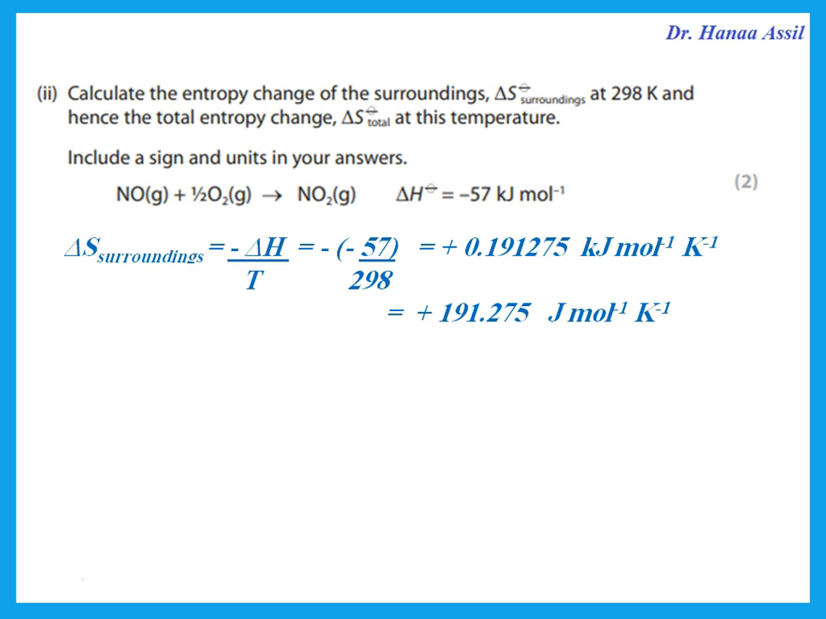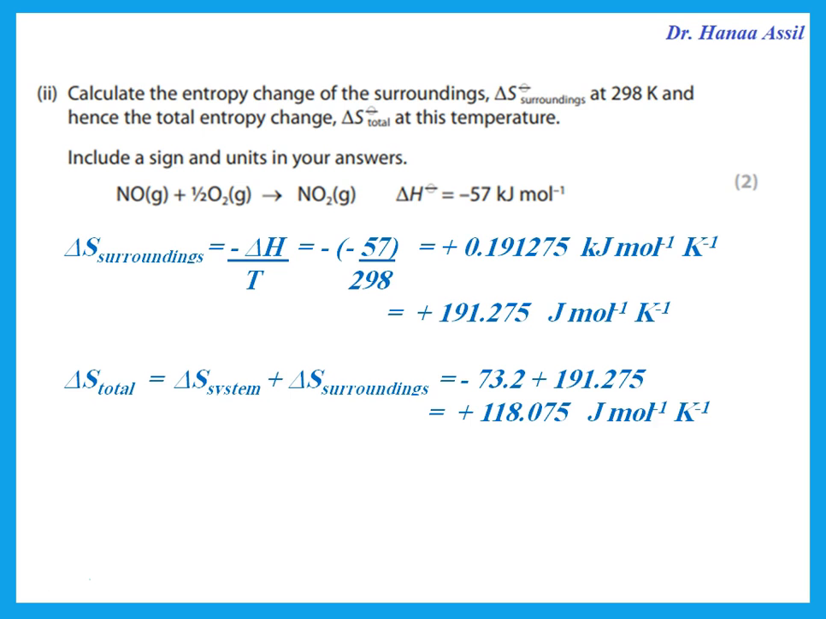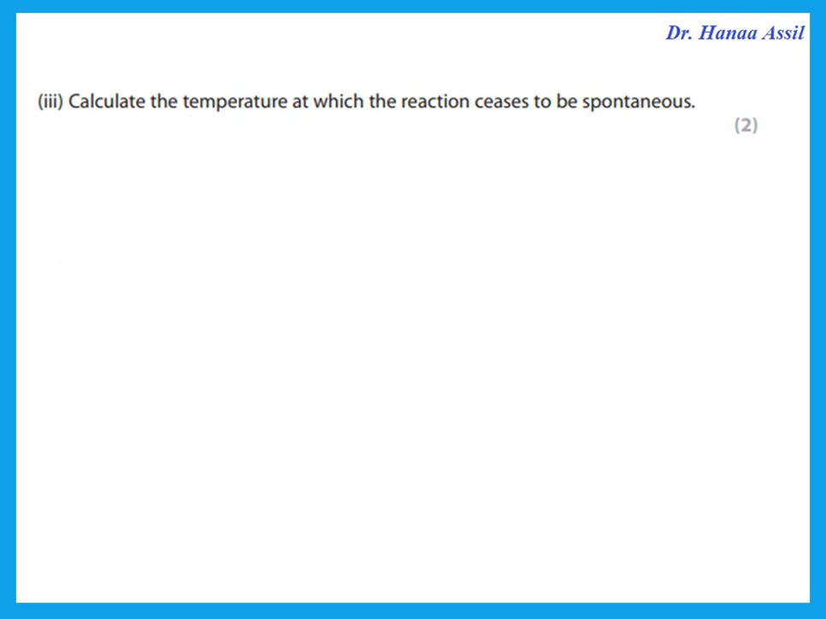Here it is in kilojoule per mole. I can then multiply by 1,000 to put it in joule mole to the minus 1 K to the minus 1. And then I can use that to get the delta S total. Delta S total is the entropy change for the system plus the entropy change of the surroundings. I put in the numbers that we got, and it comes out to be a positive number. Please do not forget to write the sign, whether it's positive or negative.